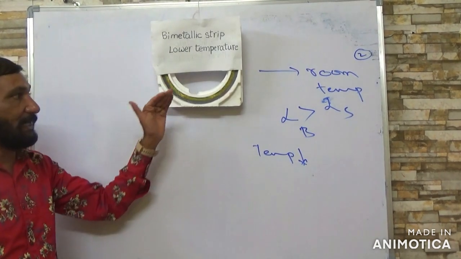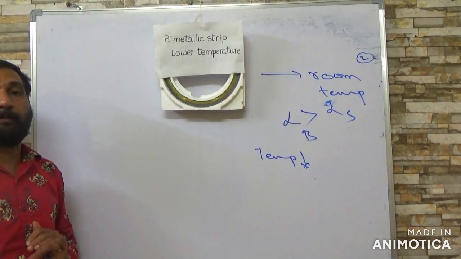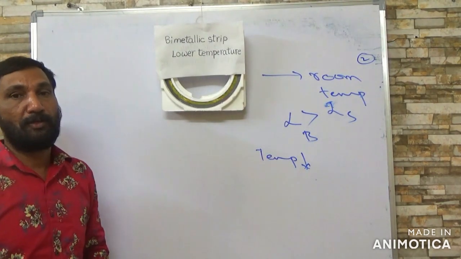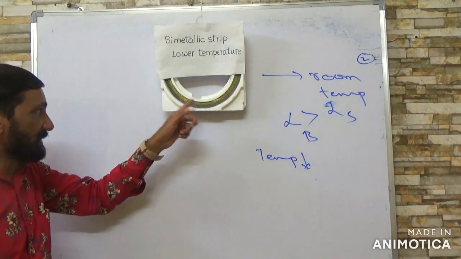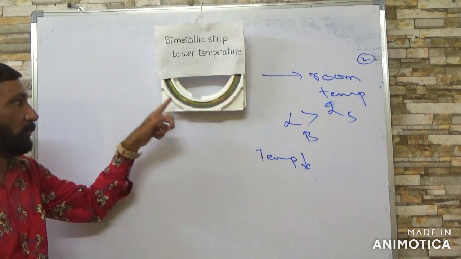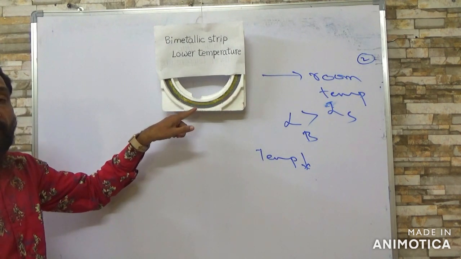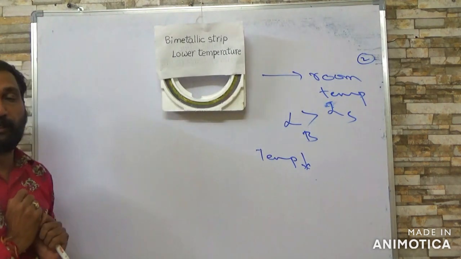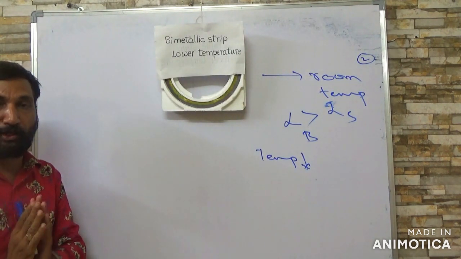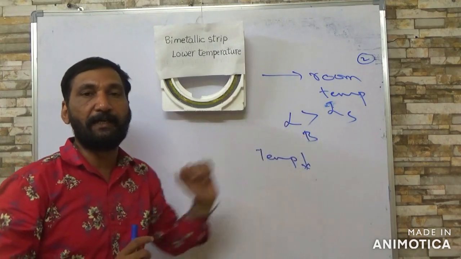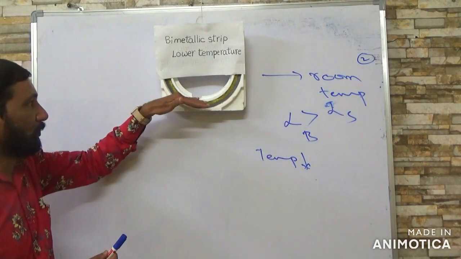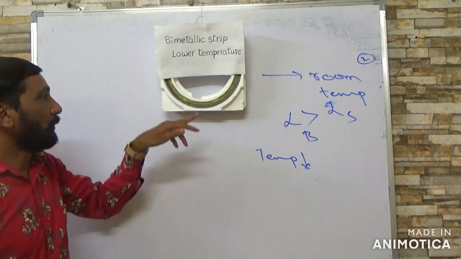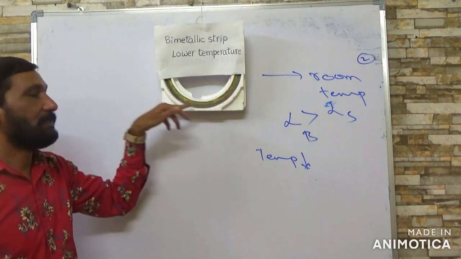When a bimetallic strip is cooled, the metal which has more expansion coefficient will contract more. That is why brass is coming inward and steel is outward. Brass contracts more than steel. At normal room temperature, it is straight. Whenever it is heated, brass comes outward and steel inward. When it is cooled, brass goes inward and steel outward.